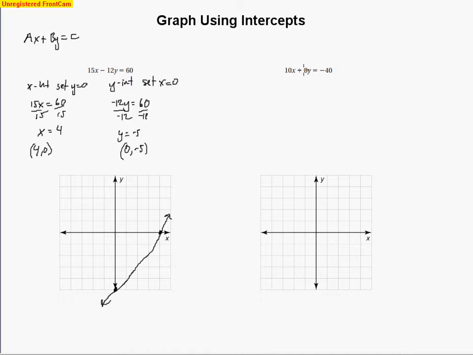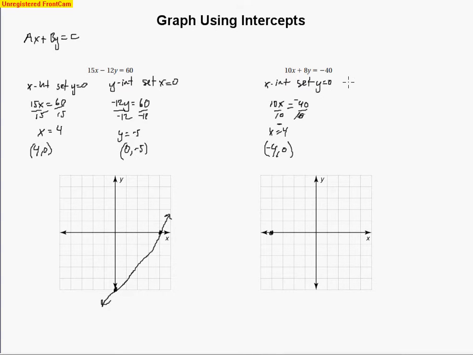So looking at the next problem, it looks just a little bit different because I have the constant being negative this time. So I do it the same way. X-intercept, I set y equal to 0. So I cancel out that 8y because 0 goes in for y, and I'm left with 10x equals -40. So when I divide by 10, I end up getting the answer of x equals -4. So it's going 4 spaces to the left, and the point goes right there. Again, that is going to end up being the point (-4, 0).